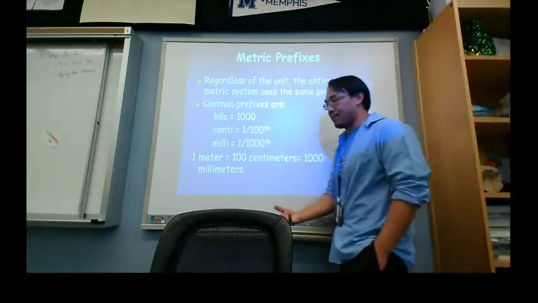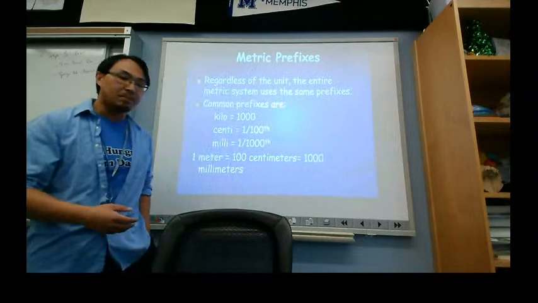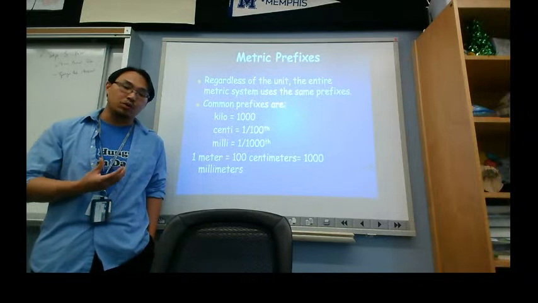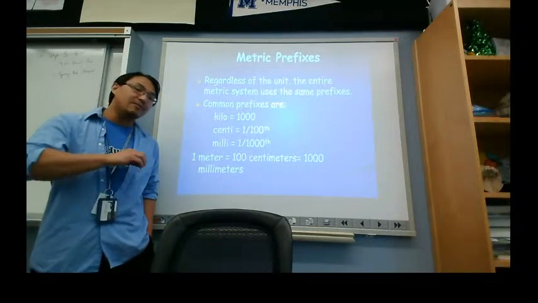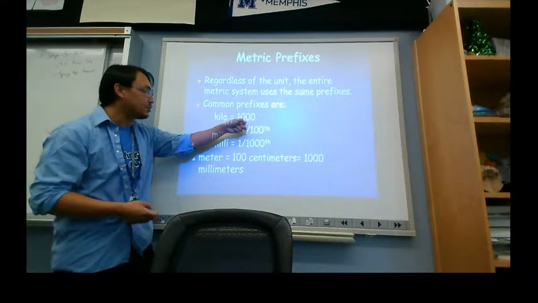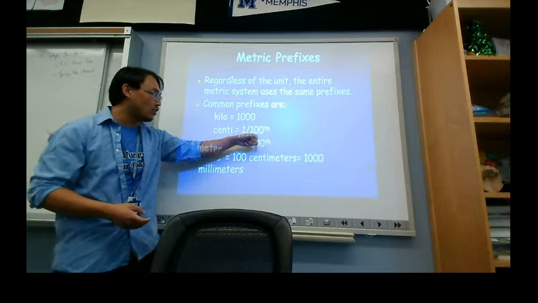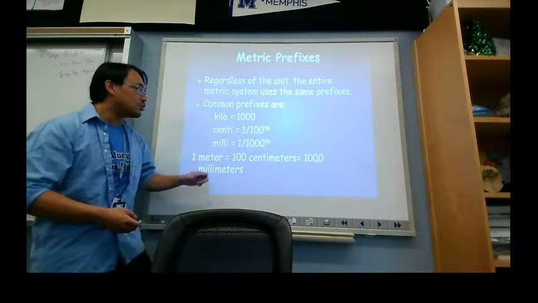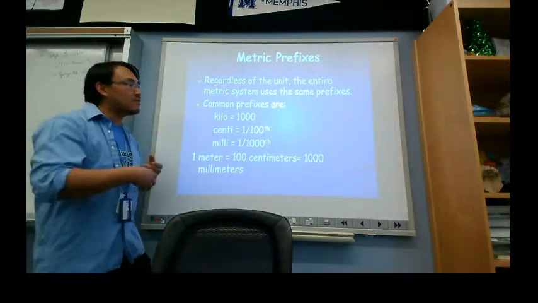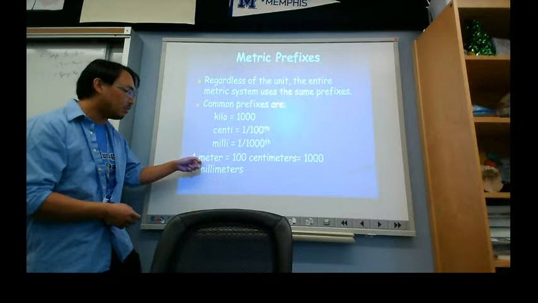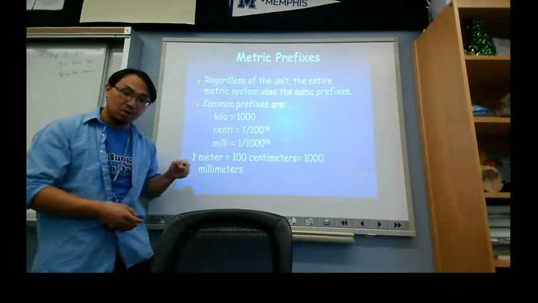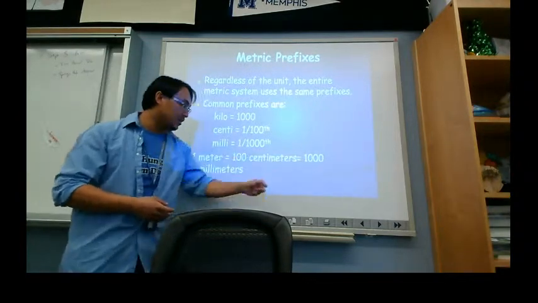Now, some common prefixes that we have for the metric system are going to be kilo, centi, and milli. We're going to use these quite often whenever we're talking about various topics in biology. So what you're going to notice is that kilo is 1,000, centi is 1 over 100, milli is 1 over 1,000, so that all of them are interrelated in the powers of 10. So it's very easy to convert from 1 meter to 100 centimeters, because 1 meter is equal to 100 centimeters. 1 meter is also equal to 1,000 millimeters.